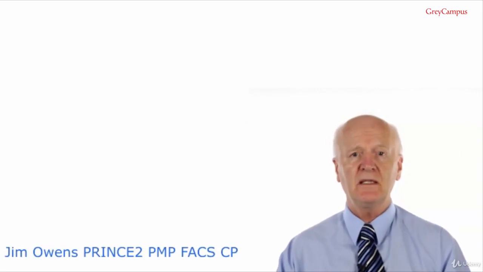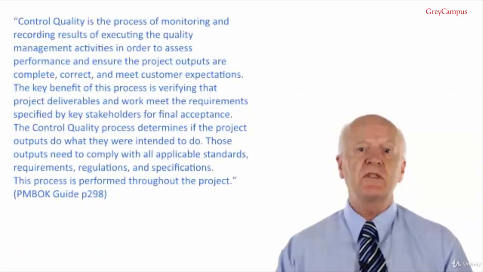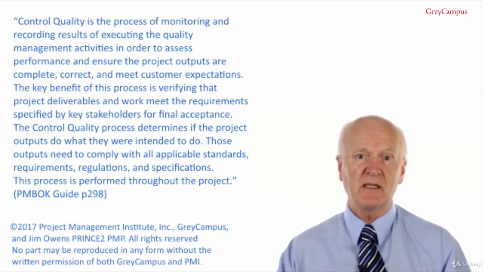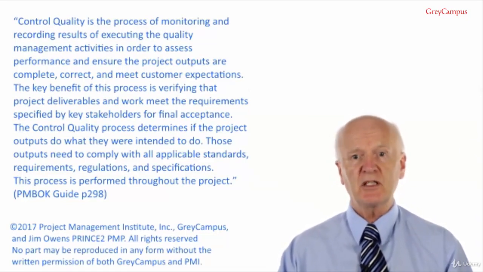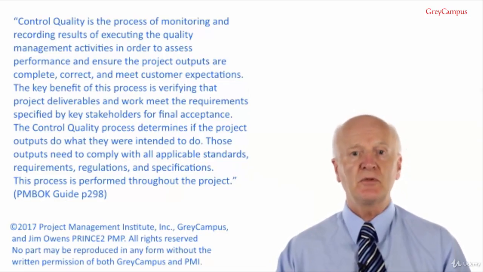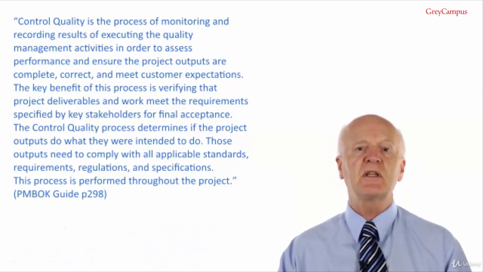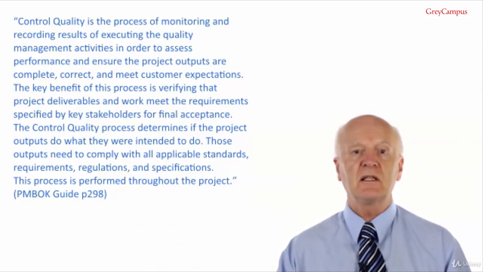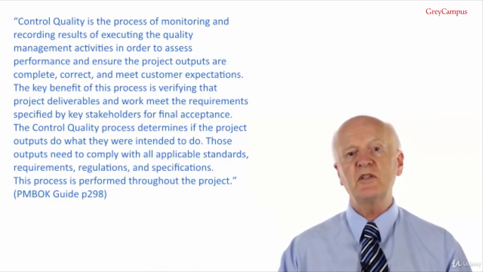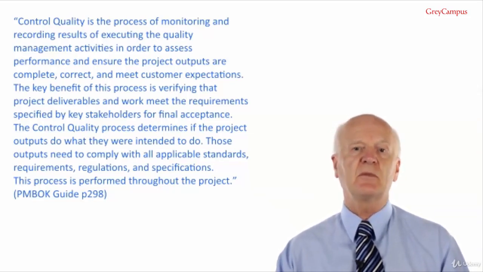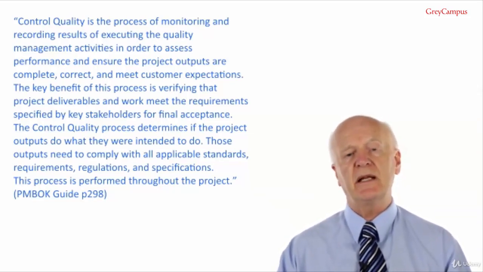8.3 Control Quality. Control quality is a process of monitoring and recording results of executing the quality management activities in order to assess performance and ensure the project outputs are complete, correct and meet customer expectations. The key benefit of this process is verifying the project deliverables and work meet the requirements specified by key stakeholders for final acceptance. The control quality process determines if the project outputs do what they were intended to do.